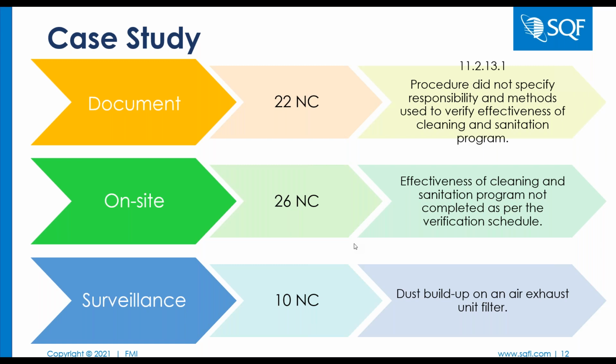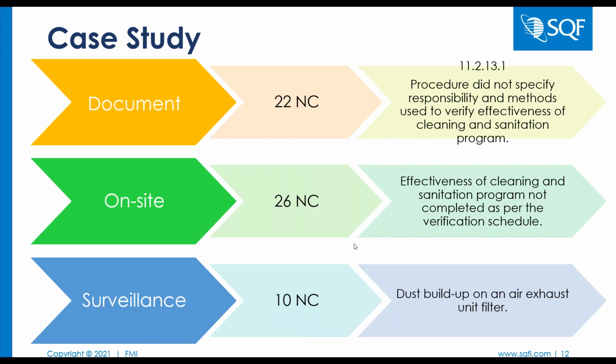Then the auditor came back for their on-site, and this is one of those 47% of sites that actually had more nonconformances on their on-site audit. They had 26 nonconformances, which put them in a surveillance, as you'll see below. But they got another nonconformance to 11.2.13.1: the effectiveness of cleaning and sanitation program not completed as per the verification schedule. After the doc audit, they corrected the procedure and identified the method to verify the effectiveness. Then when the auditor came on site, they didn't have records to show that they verified the effectiveness of the cleaning and sanitation program. So they got another nonconformance.